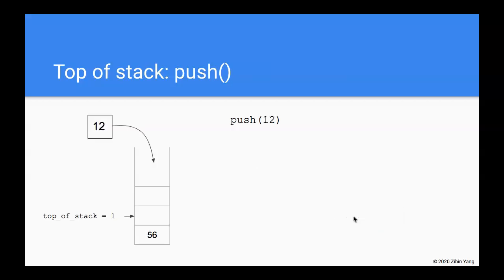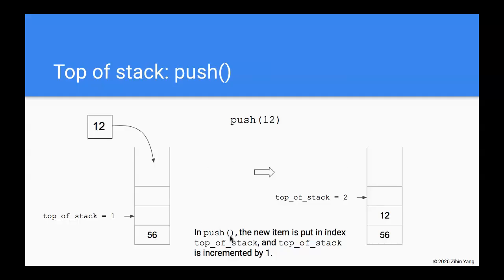This is so that when we push another item onto the stack, such as 12, we don't override where 56 already is, right? We'll put it at the next available slot. So we put 12 at index 1, and then we increment top of stack to 2, so that the next item being pushed will be put into index 2. So on and so forth. As a summary, in the push, the new item is put at the index pointed to by top of stack, and top of stack itself is incremented by 1.